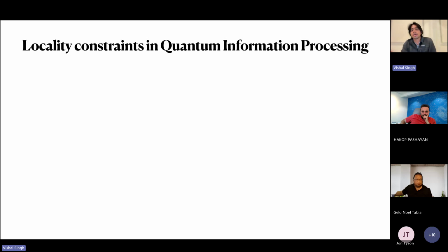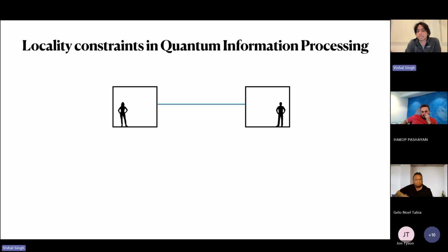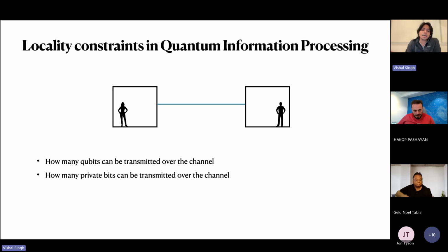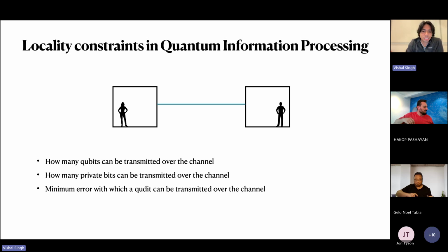Okay. So why are we interested in k-extendable channels? When we are looking at something like this, there are two laboratories connected by a quantum channel, and we are interested in questions like how many qubits can be transmitted over this channel, or how many private bits can be transmitted over the channel, because to the best of my knowledge, one of the most important applications of quantum networks is private communication. And so we're interested in these kinds of questions.